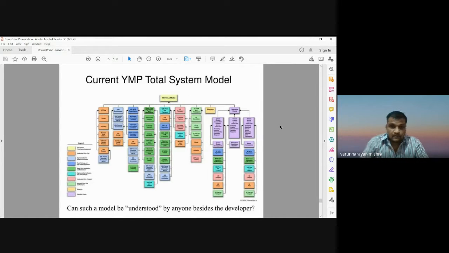Okay, so this is the current YMP total system model. This figure is not very clear, but you can see these are the different factors. These are different environmental, different socioeconomic factors, which can be responsible for the decision making process, which can affect the decision making process in case of the disposal of radioactive waste in an urban area, in a highly urbanized area.